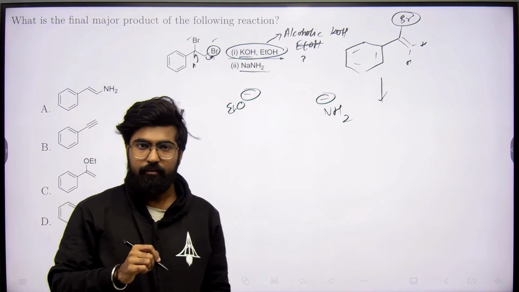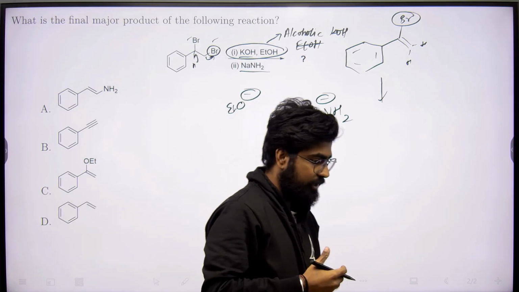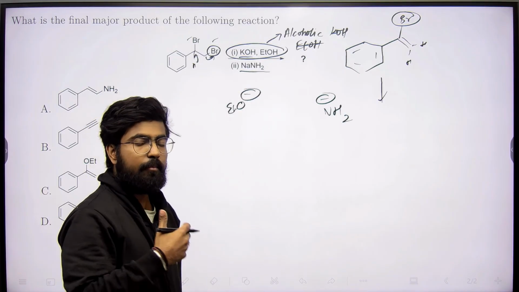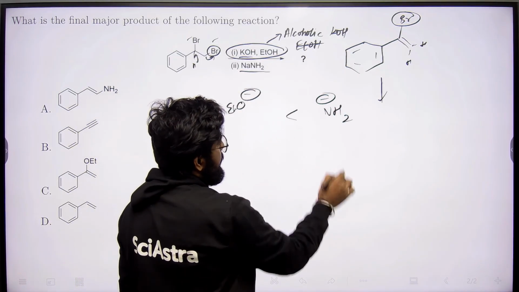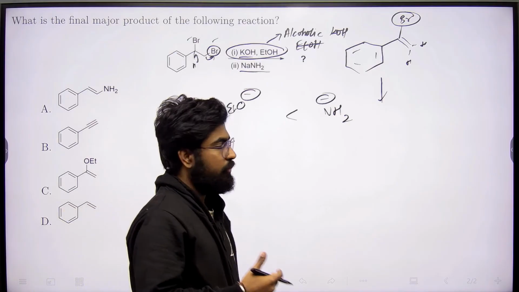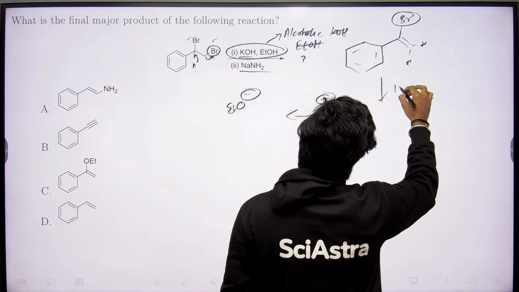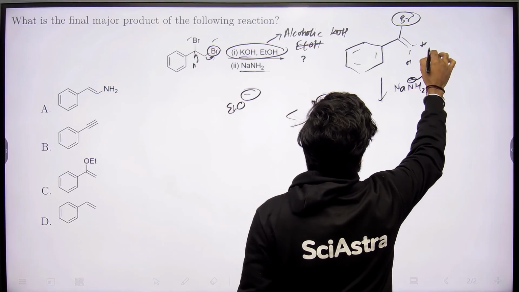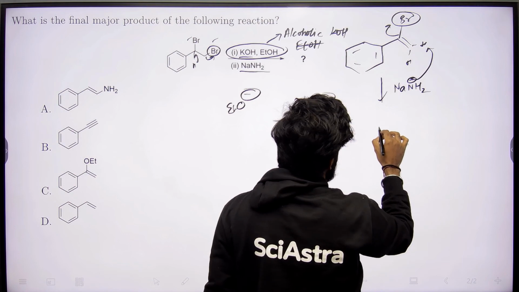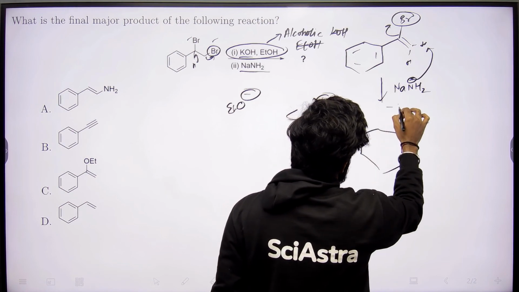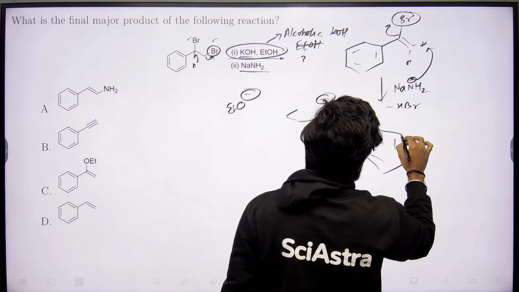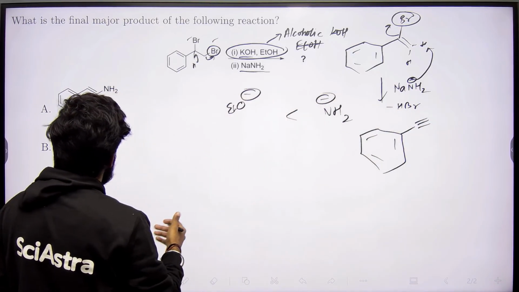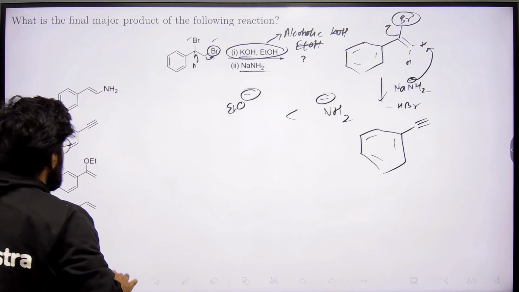You yourself know that as the electronegativity of the atom having the negative charge decreases along the period, the basicity increases. So definitely NH2 minus is a stronger base as compared to EtO minus, and thus NaNH2 serves as a stronger base here, and it abstracts a proton from here and lets this bromine also leave the compound, giving another molecule of HBr outside and giving you an alkyne, right? So your compound was supposed to be B, option B.